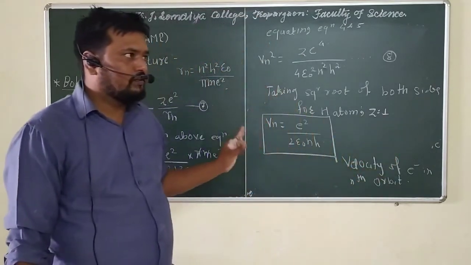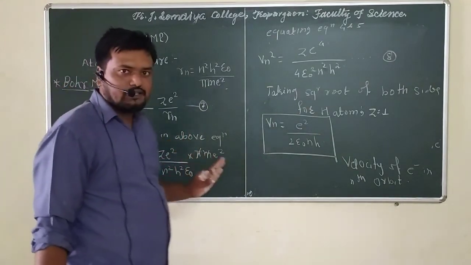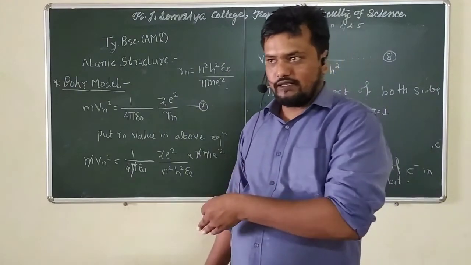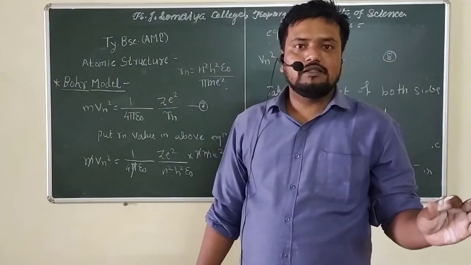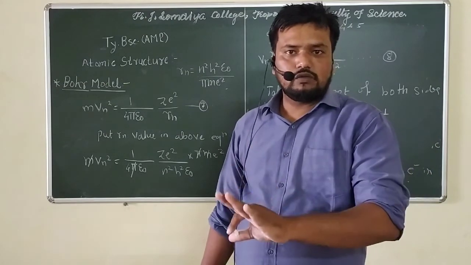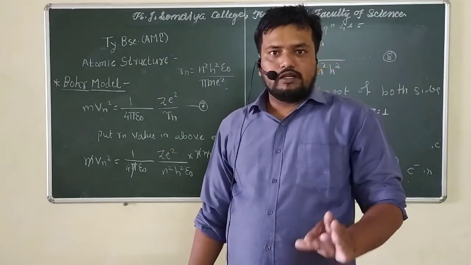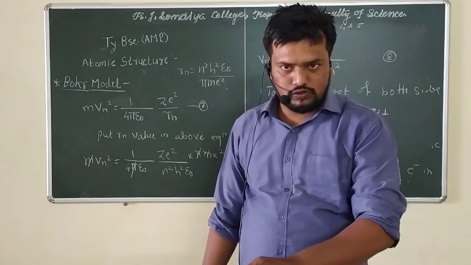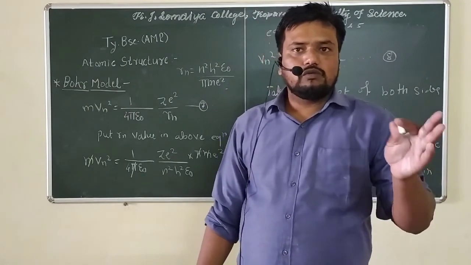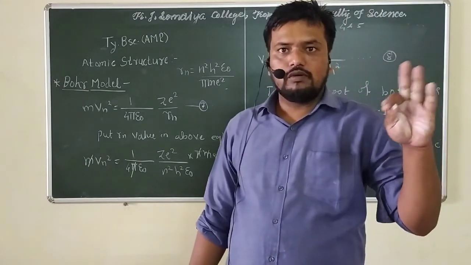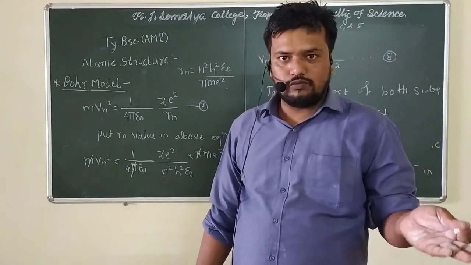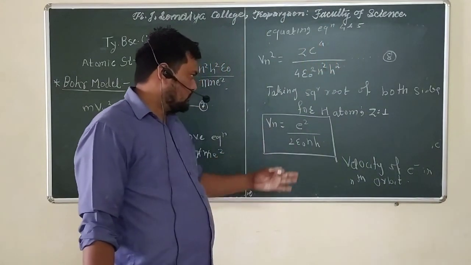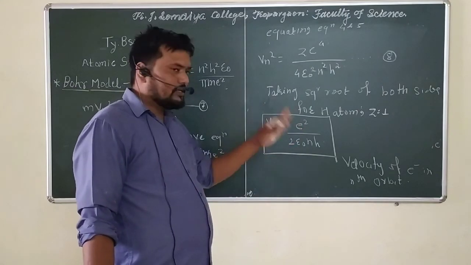Then we obtained the radius of the Bohr orbit, which roughly calculated by taking all values in the Rn formula is 0.53 into 10 to the power minus 10 meter, or 0.53 angstrom unit. After that we calculated the velocity of electrons in the nth orbit of the Bohr atom, and that velocity formula is Vn is equal to e square upon twice epsilon naught n h.